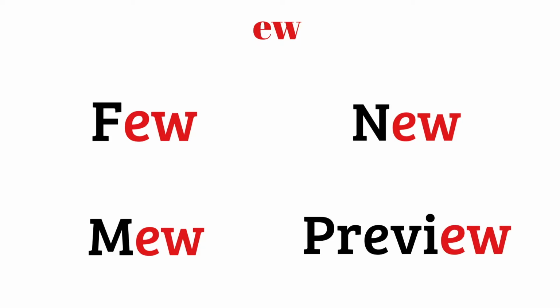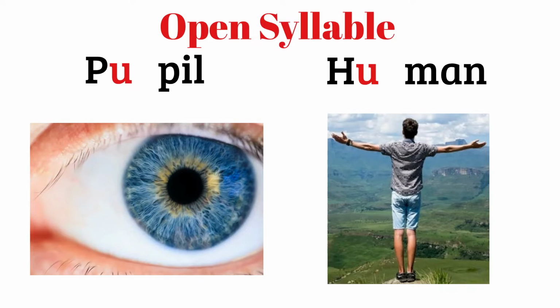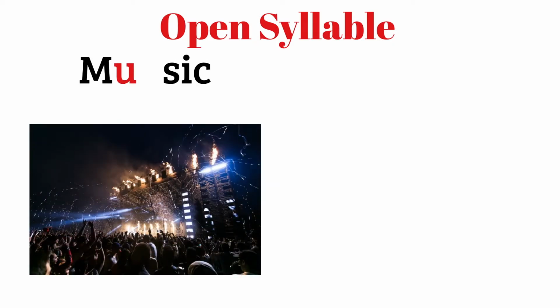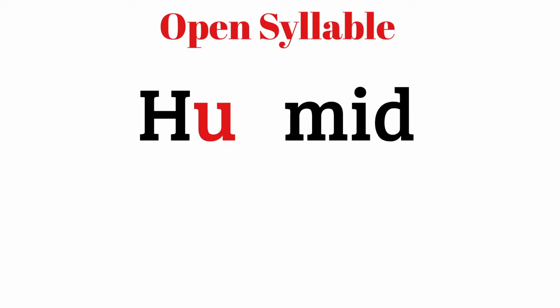Preview, pre, preview. Open syllable words. Pupil, P-U-P-I-L, pupil. Human, human. Music, music. Future, future. Humid, humid.